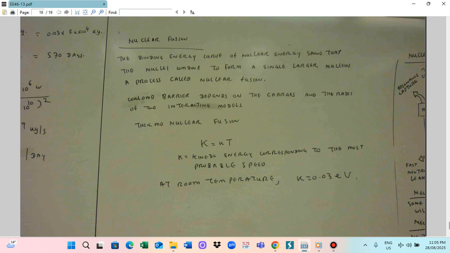In this case, we can write the equation capital K equals small k times T. Small k is the kinetic energy corresponding to the most probable speed, multiplied by the temperature, so you can get K. At room temperature, the K value is equal to 0.03 electron volt. So this is for the nuclear.